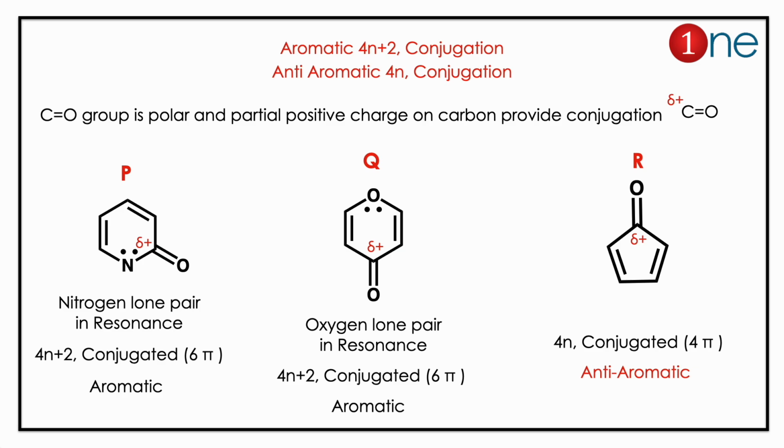Here aromaticity defines the nature, so you should know the Huckel rule. So Huckel rule: aromatic means 4n plus 2 conjugated, anti-aromatic means 4n and conjugated.